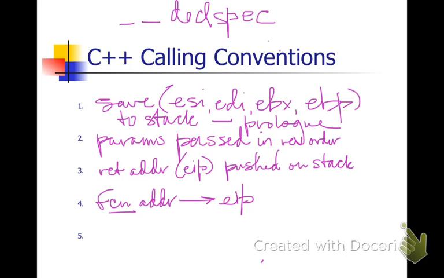Fifth, the calling code. Whatever is calling this function will clean up the stack. What that means is it's going to clean up everything it pushed on the stack. This is going to be important, but we'll come back to this after we've done a couple of examples to see exactly the details involved in this.